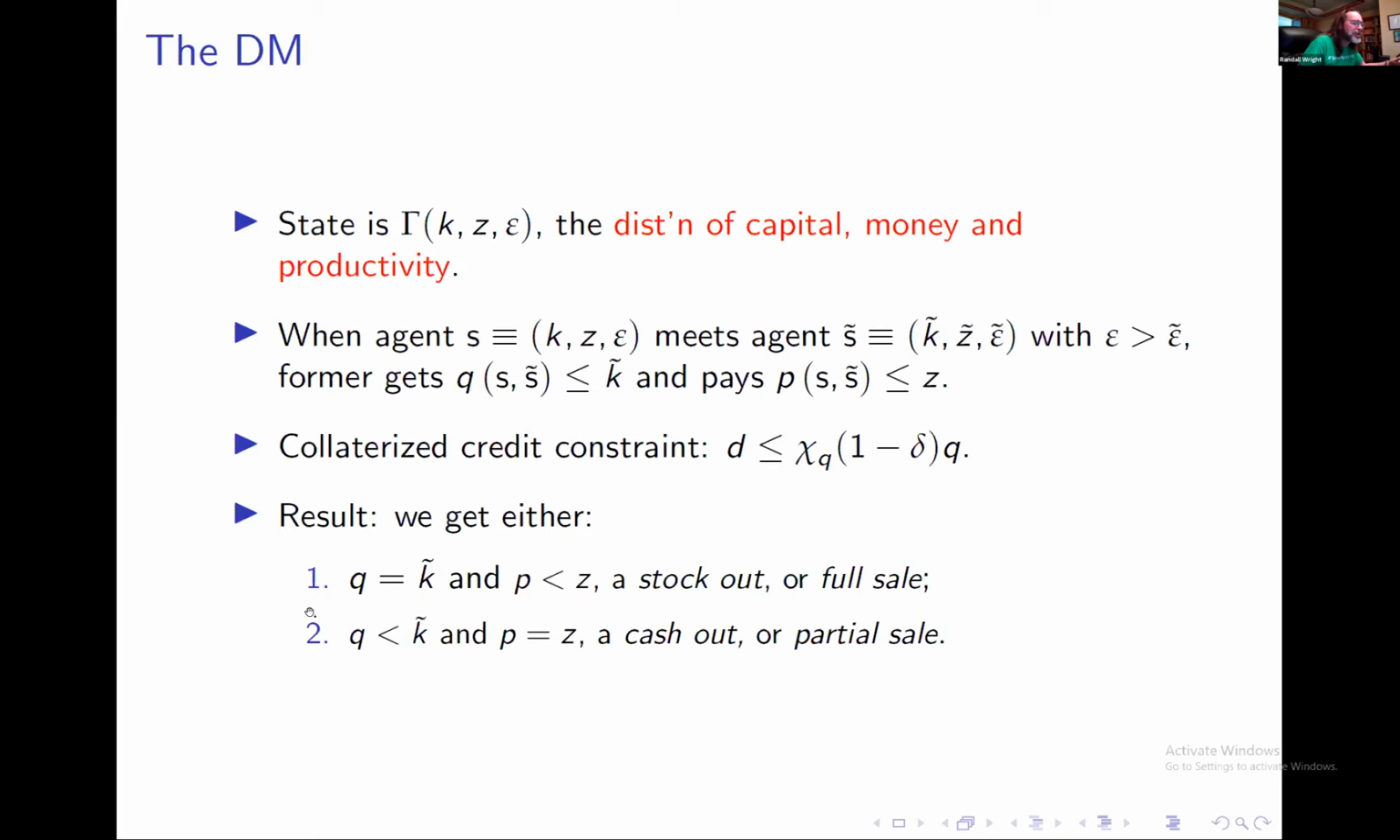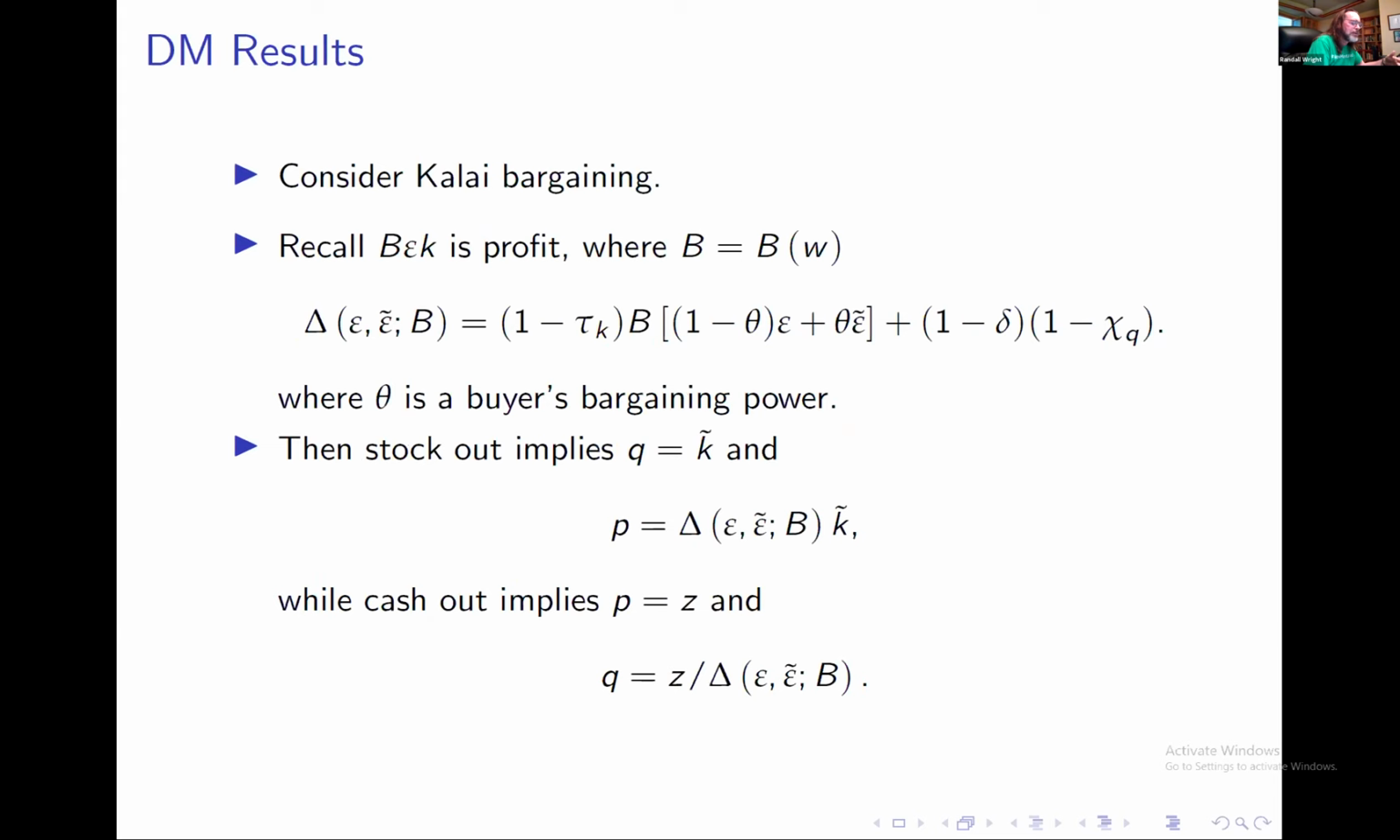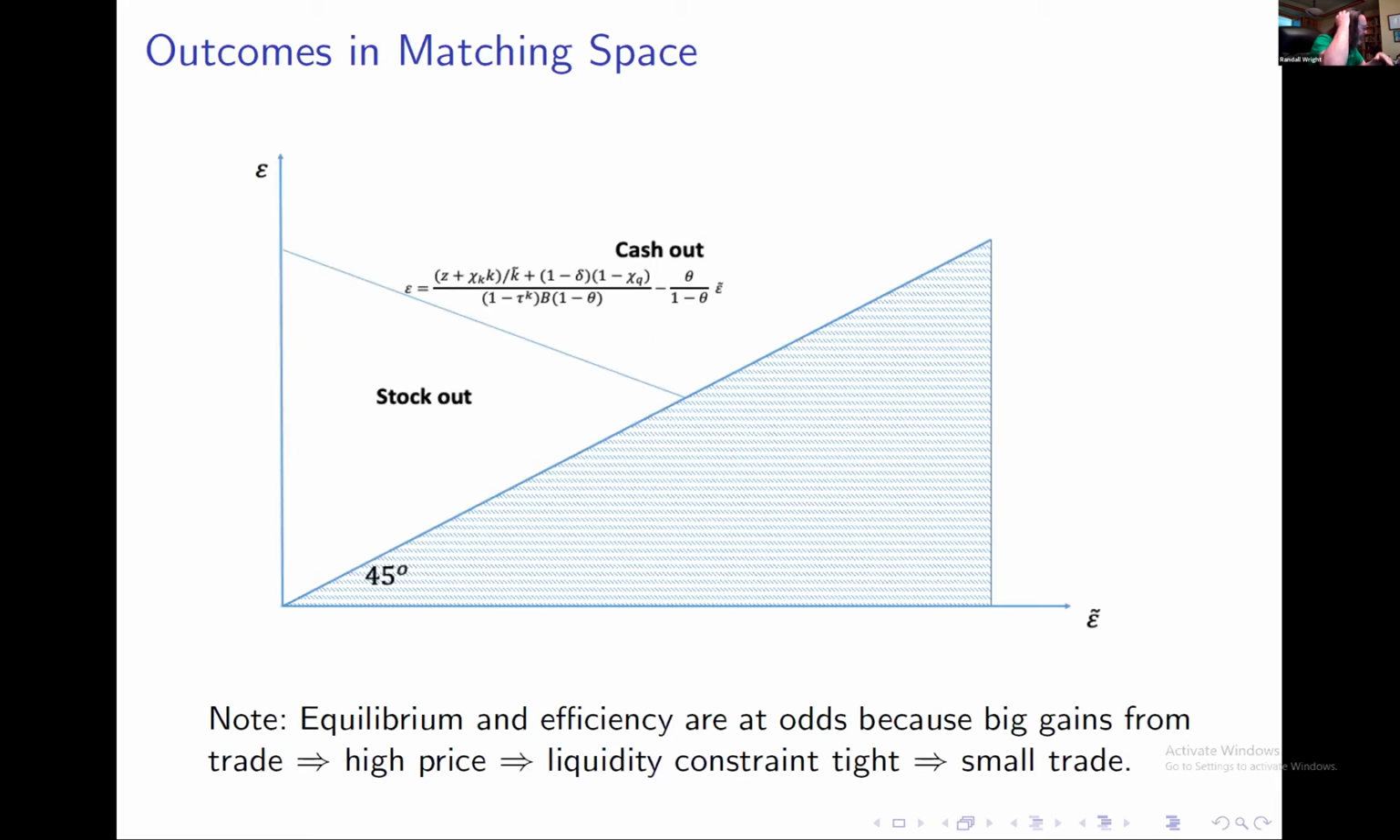So with constant returns, efficiency suggests I should get all your capital all the time, but in general, I don't because of liquidity. I'm going to skip this. We do bargaining in the decentralized market. That's not a big deal, although it works out quite nicely, partially because the profits are linear in capital.